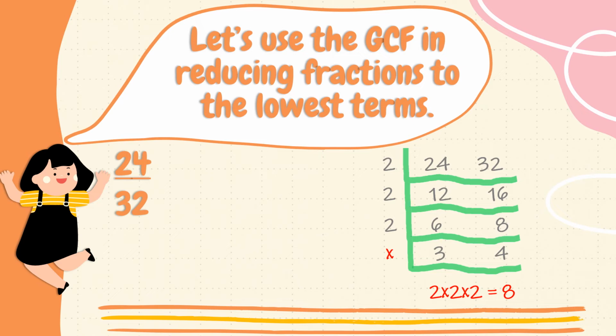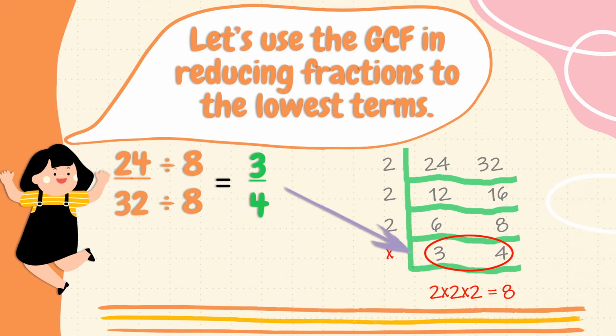So divide the numerator and the denominator by 8. 24 divided by 8, 32 divided by 8 is equal to 3/4. And look, 3/4. So the lowest term of 24 over 32 is 3/4.